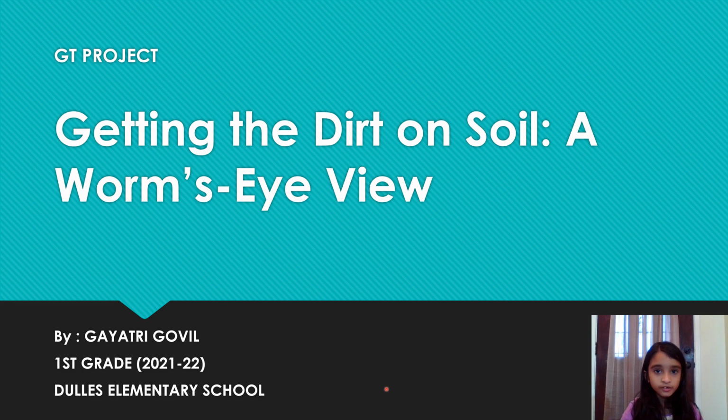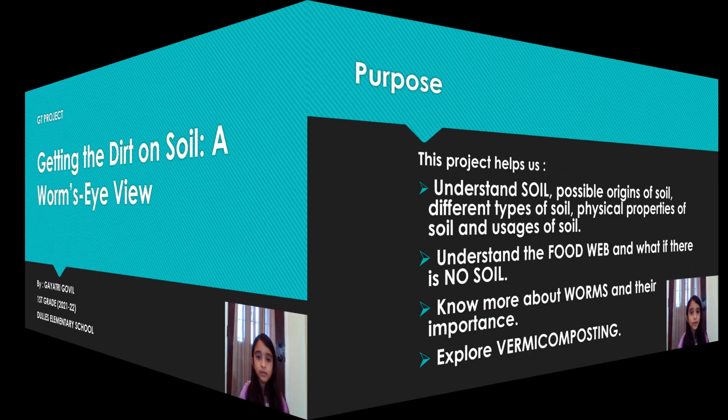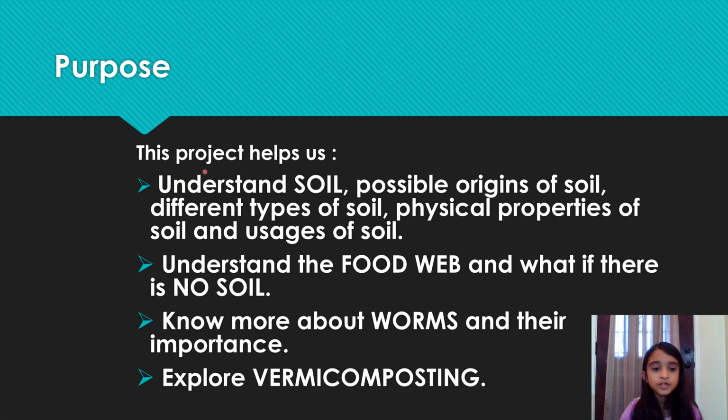My GT project is about getting the dirt on soil, a worm's eye view. Purpose. This project helps us understand what is soil, possible origins of soil, different types of soil, physical properties of soil, and usages of soil. Understand the food web and what if there is no soil. Know more about worms and their importance. Explore vermicomposting.